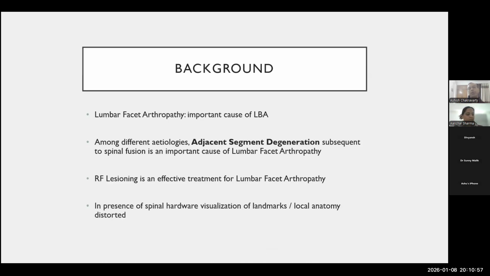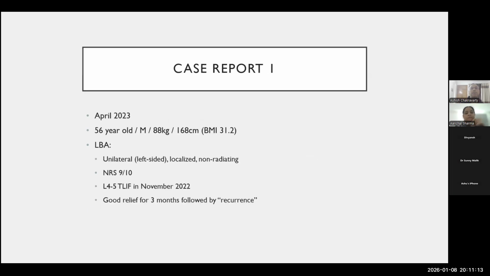However, in presence of spinal hardware, many a time we find that the visualization of the landmarks becomes difficult, and also because of instrumentation, the local anatomy gets distorted. So let us start our discussions with this background in our mind.